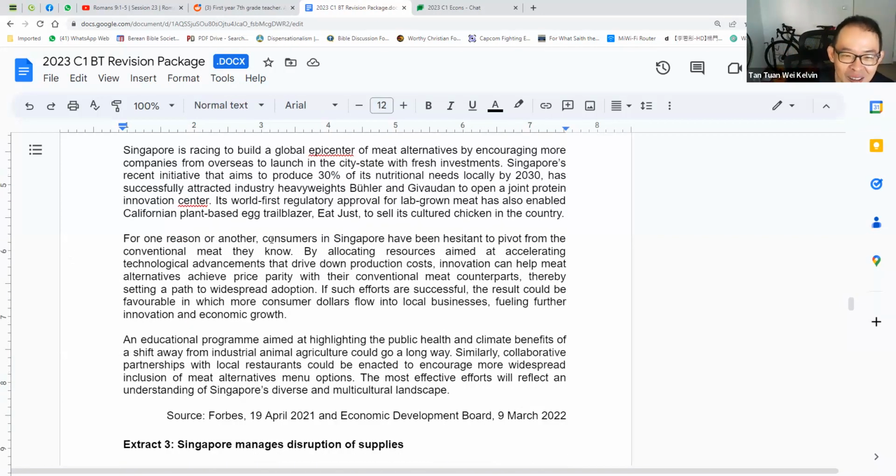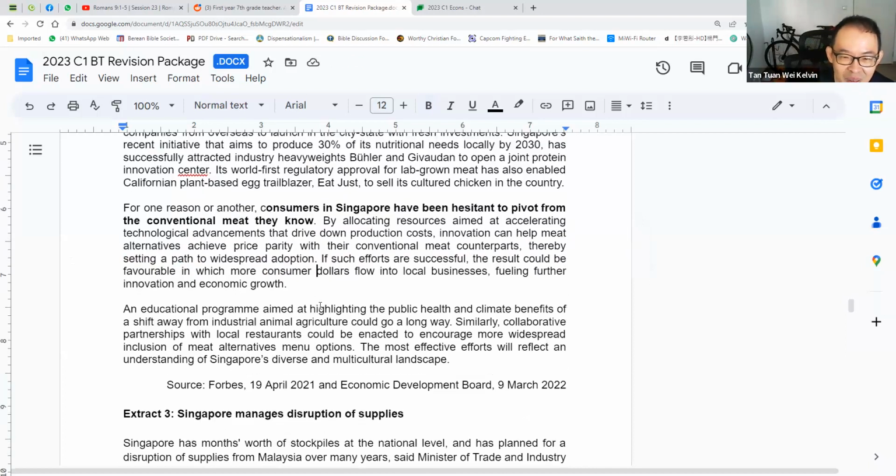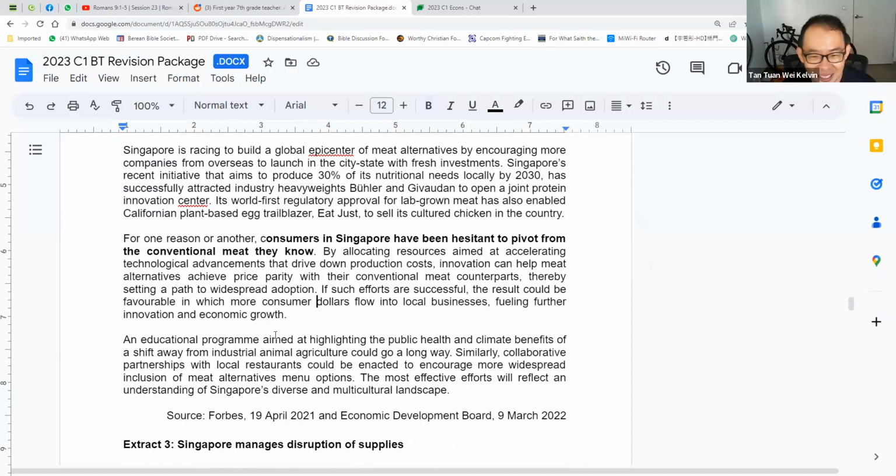But of course, consumers in Singapore have been hesitant. Obviously because the price is way too high. I've tried the Impossible Burger, but it actually doesn't really taste like meat, so I would not go in. I only ate because it's free.